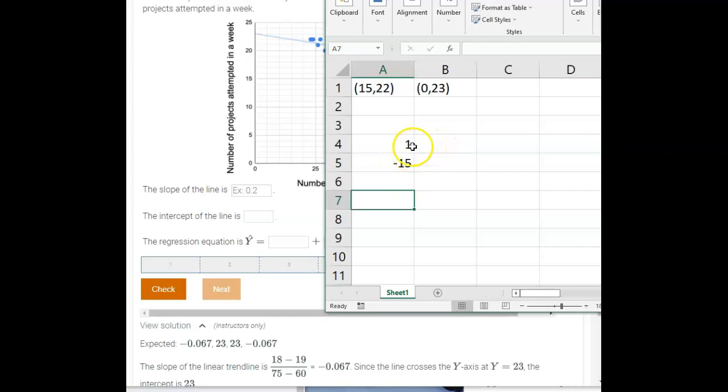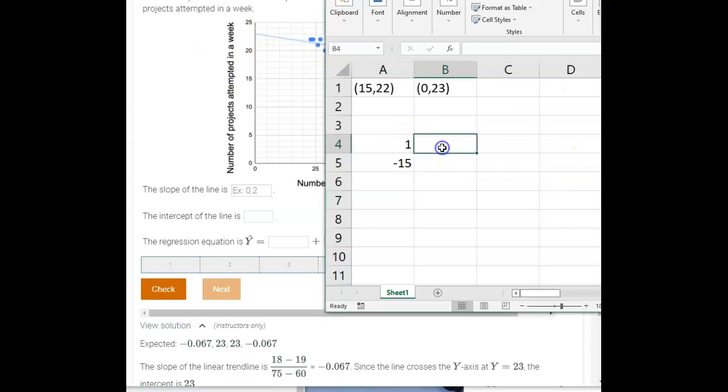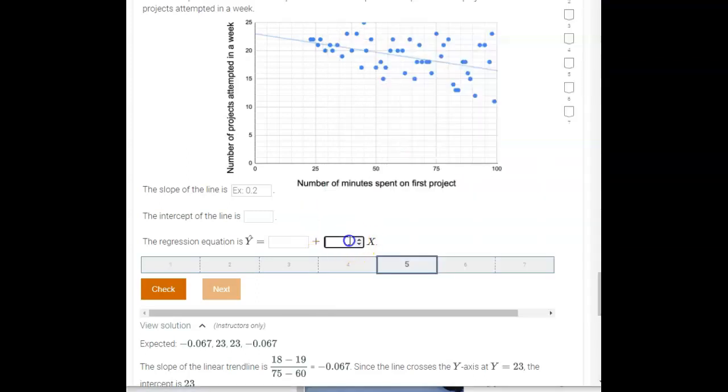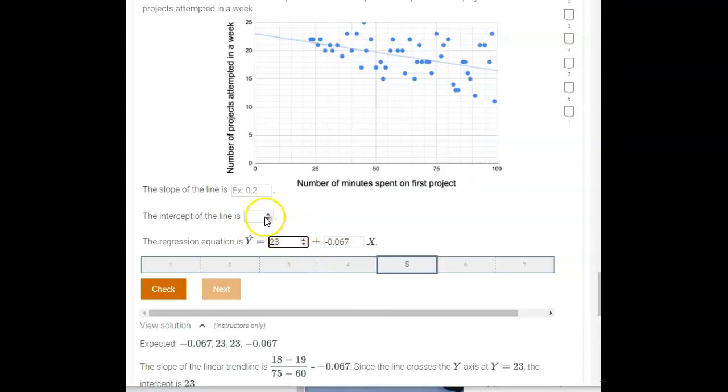And my slope here is negative. You can tell by the line going downhill, so I better get a negative result. As a decimal, it's 1 divided by negative 15. So negative 0.067, if we're rounding here, that would be our slope. Our intercept was 23. So that would be your answers, and then copy those numbers up to where they go here.